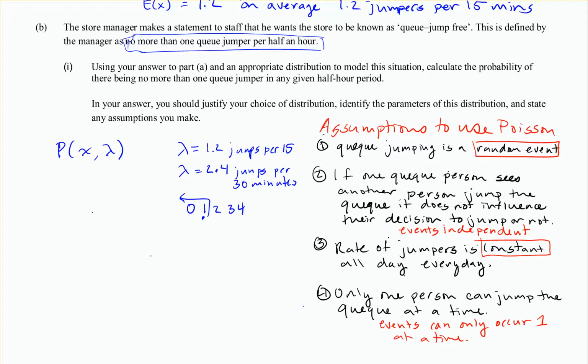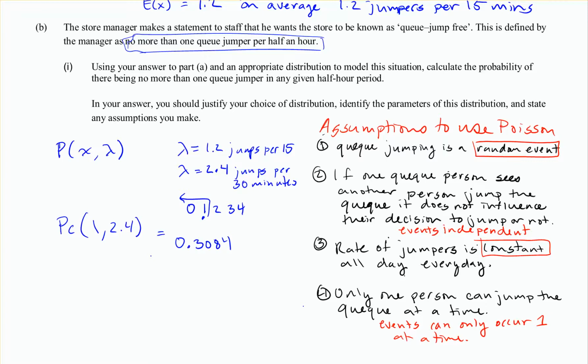So we know that our x is going to be 1, so we're going to put in P cumulative because this is more than one option. It's not just 1, it's 1 or 0. And we've got 1 and 2.4. So this is going to go into our calculator and you will get 0.3084. So that's the probability that he can expect to have queue jump free, or call it queue jump free by meaning there's no more than one jumper in half an hour.